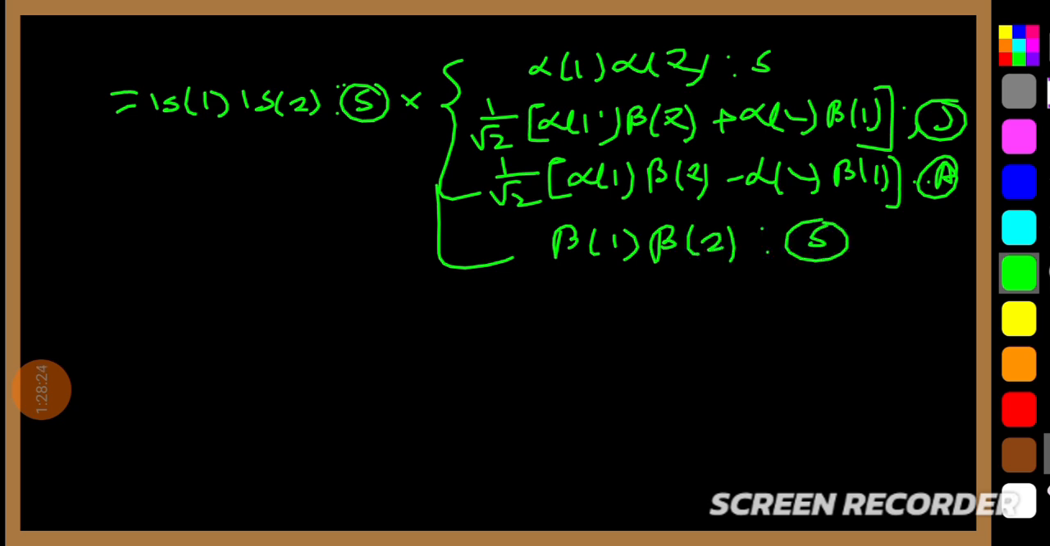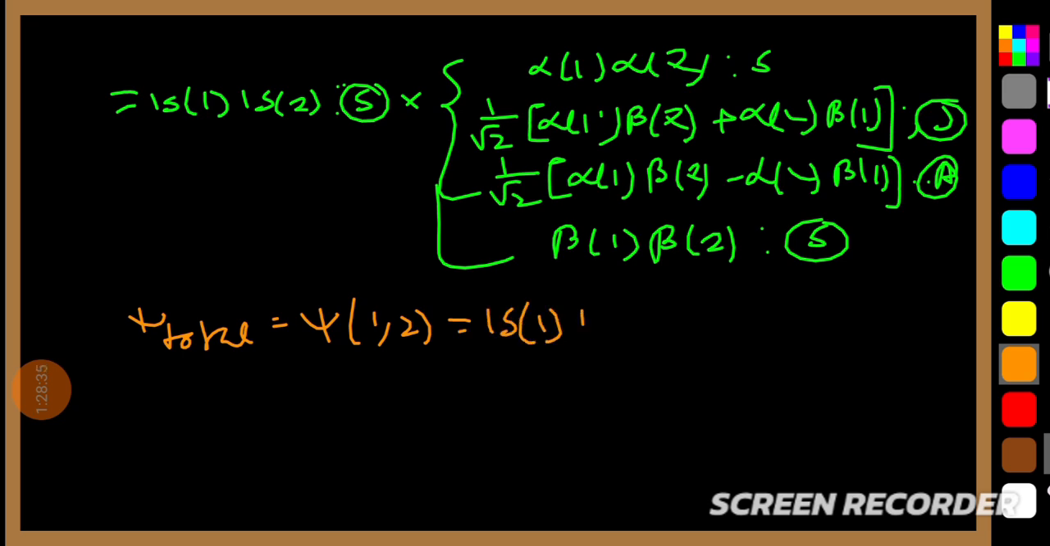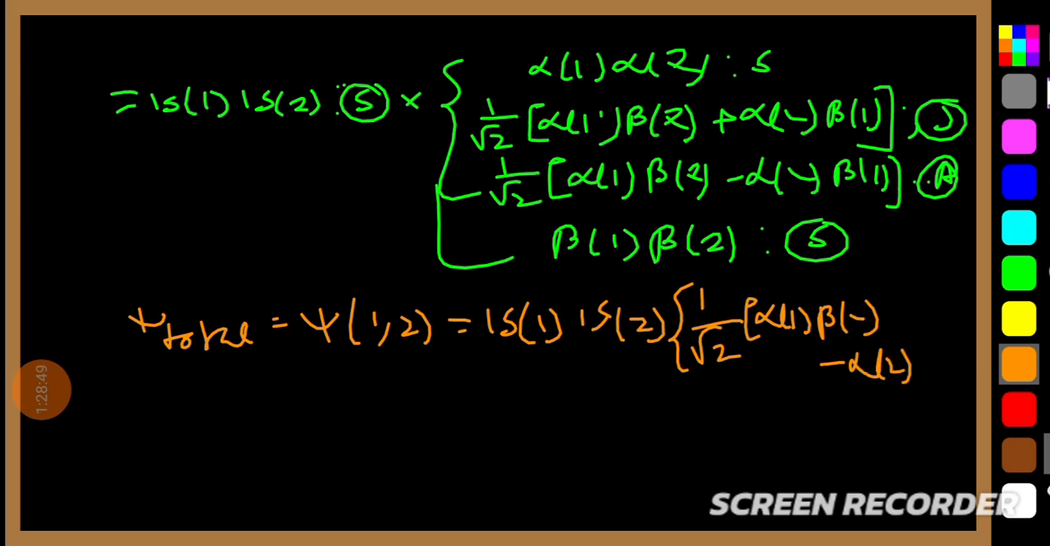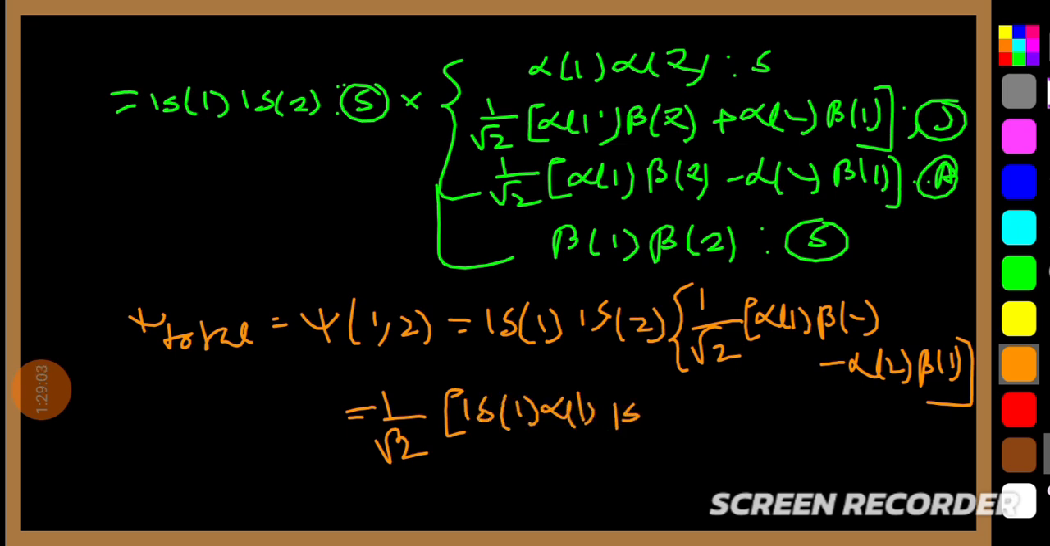ওকে, তাহলে তুমি পাবে psi total ইকুয়াল টু কী হবে, psi of 1, 2 equal to 1s1 1s2 within the bracket 1 by root 2 alpha 1 beta 2 minus alpha 2 beta 1, ওকে, equal to কী হবে 1 by root 2 within the bracket 1s1 alpha 1 1s2 beta 2 minus 1s1 beta 1 1s2 beta 2.